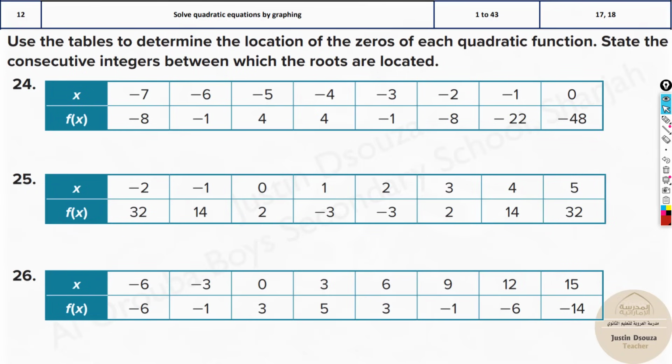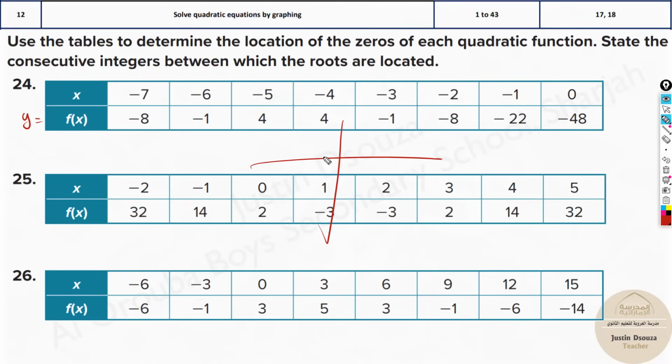Now, what about these? We have got the x and y values. F of x means y values, okay? Y is equal to f of x. So, we have got a table of values. How do we know where are the zeros or where are the solutions? The solutions are wherever the sign changes in the y values.